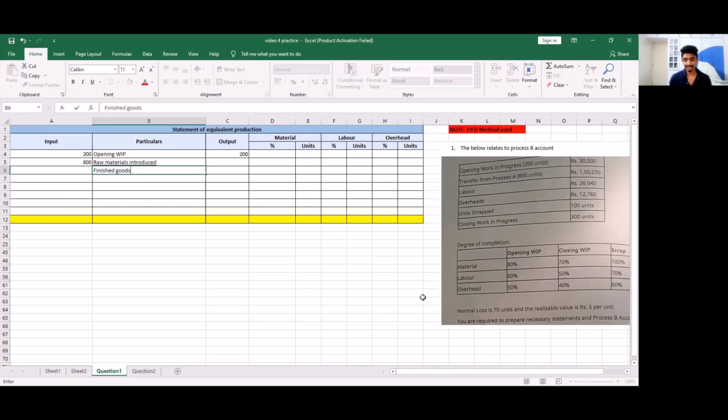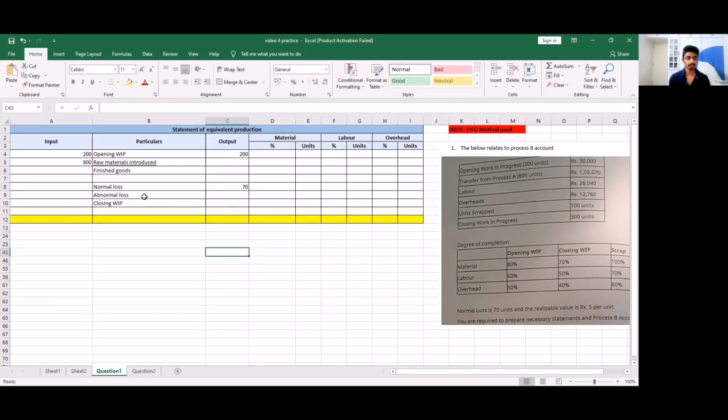We have not been given any amount for finished goods, so we will go on to see what else raw materials can be. Raw materials can turn into finished goods, but raw materials can also turn into normal loss, abnormal loss, and if there is any unfinished work, then this will be our closing work in progress. Now we have been given that normal loss is 70 units. So we will write 70 as our output.